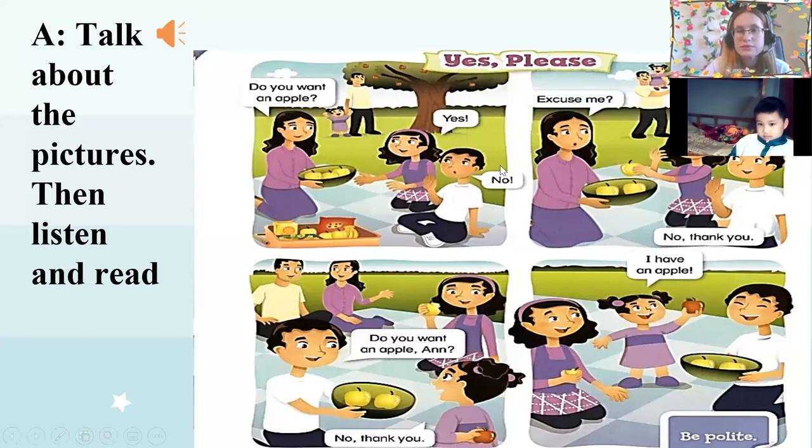Page 28. Lesson 3. Story. A. Talk about the pictures. Then listen and read. Yes, please. Do you want an apple? Excuse me? Yes, please. No, thank you. Do you want an apple, Anne? No, thank you. I have an apple.